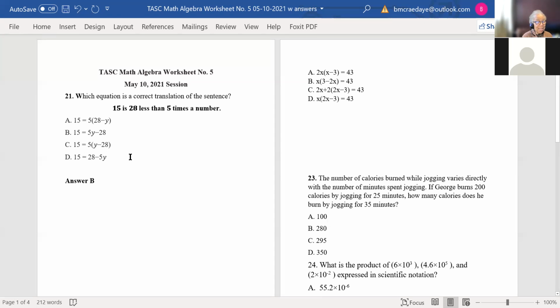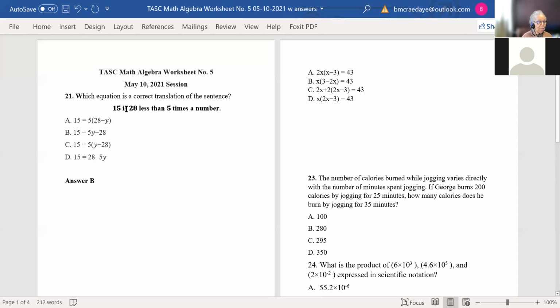This D is subtracting 5 times a number from 28. So in words, it would be 15 is 5 times a number less than 28. In other words, 5 times a number would go here and then 28 here. That would be this one. So the answer is B.